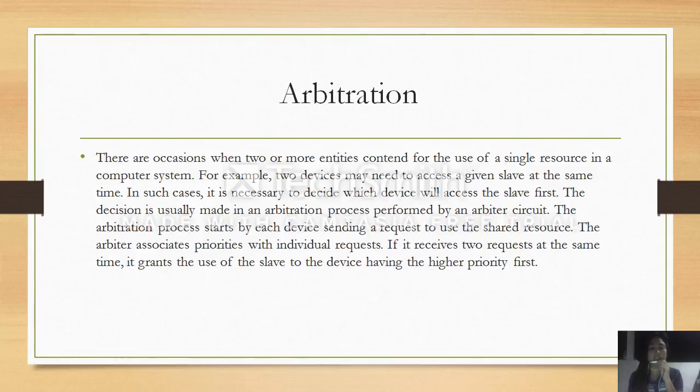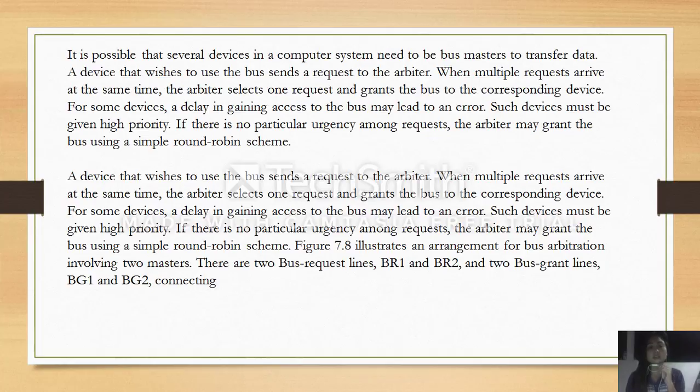The arbiter associates priorities with individual requests. If it receives two requests at the same time, it grants the use of the slave to the device having the higher priority first. It is possible that several devices in a computer system need to be bus masters to transfer data.